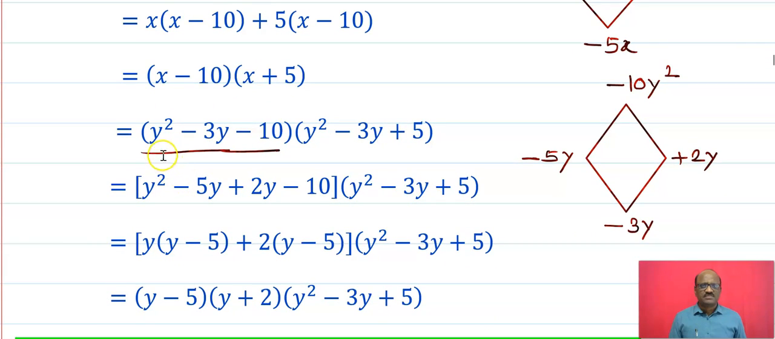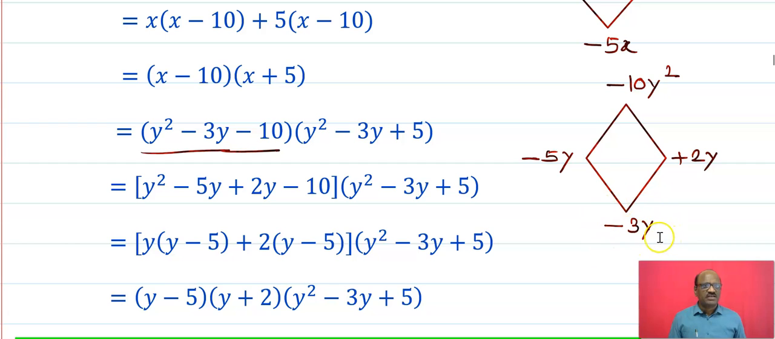Now see this here. Again we will factorize this polynomial, that is y² - 3y - 10. The product of y² and -10 is -10y². What about the middle term? The middle term is -3y. Now we'll find the two numbers whose product is -10y² and whose algebraic sum is -3y.